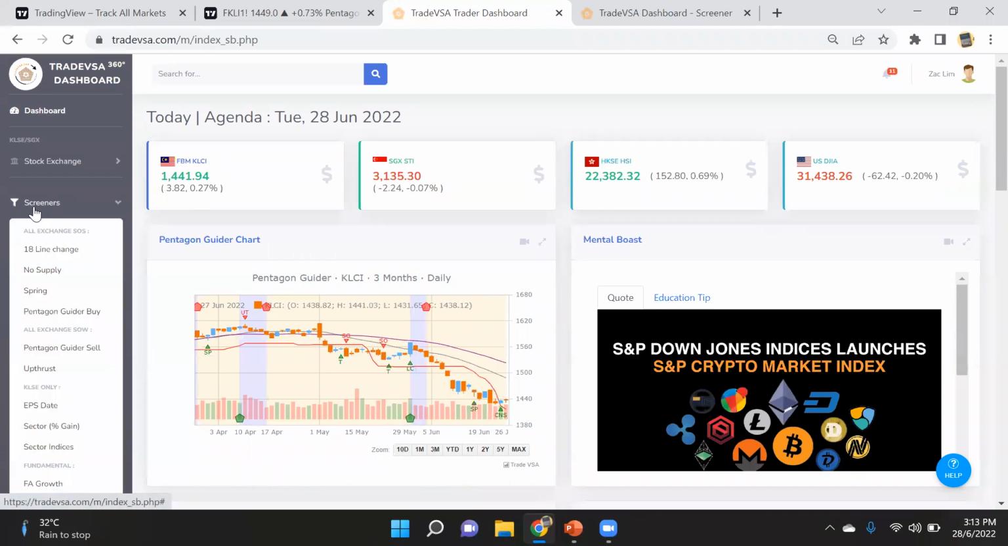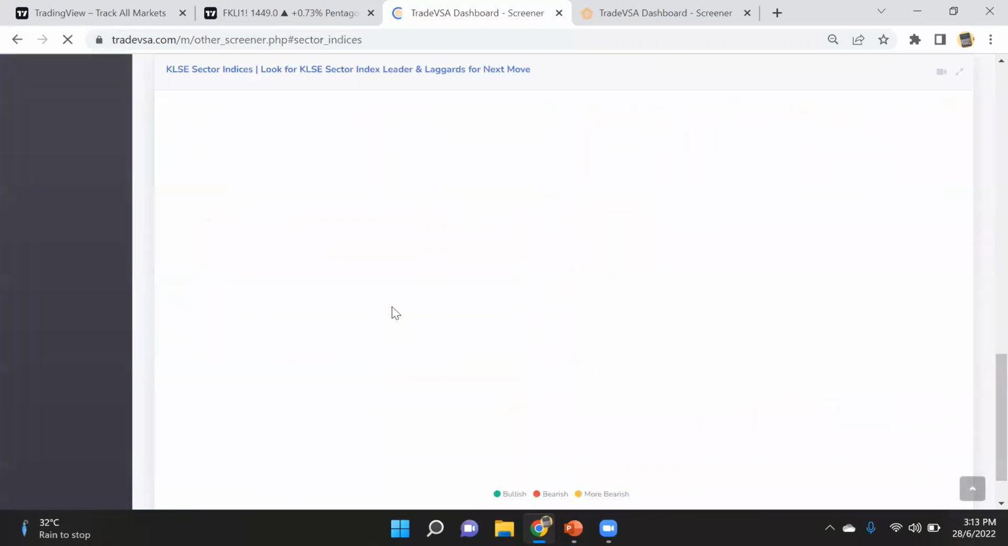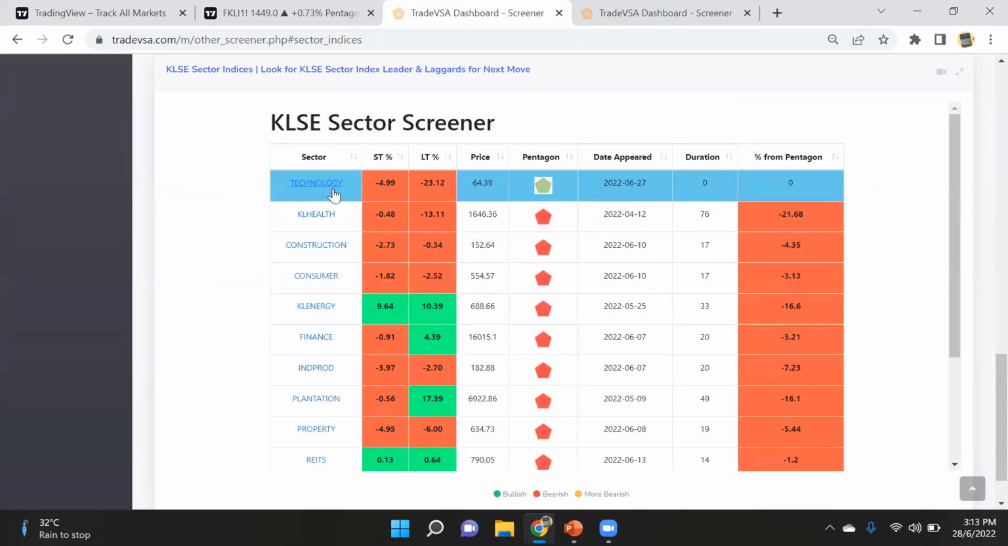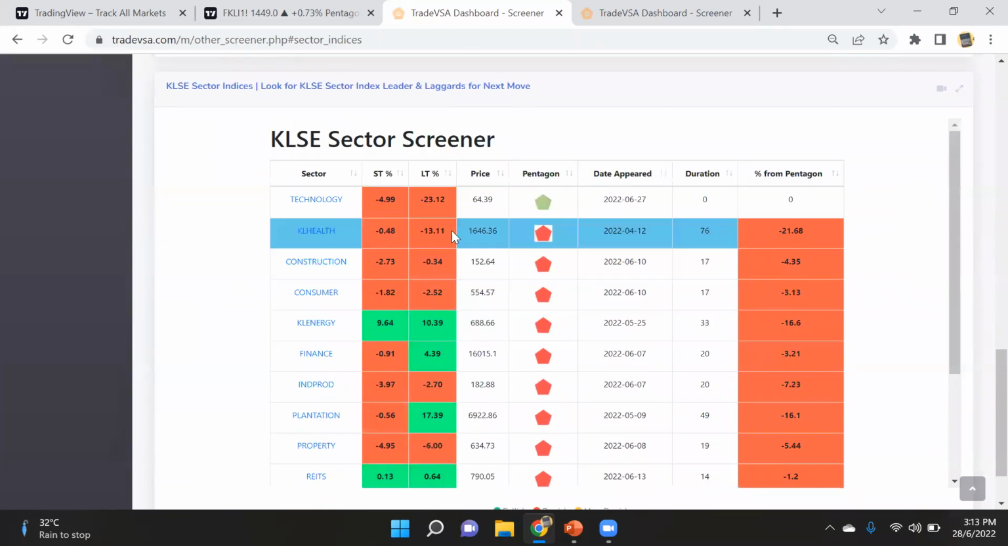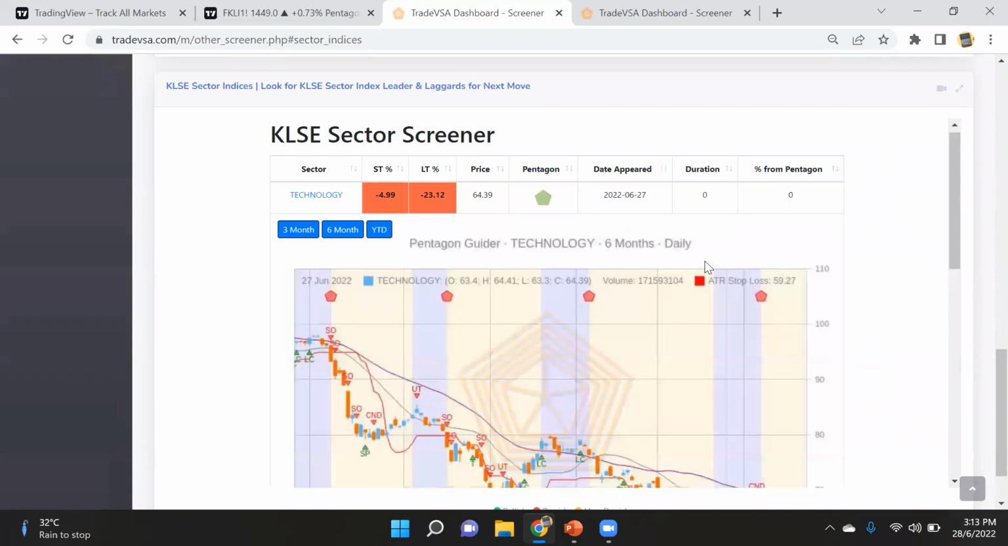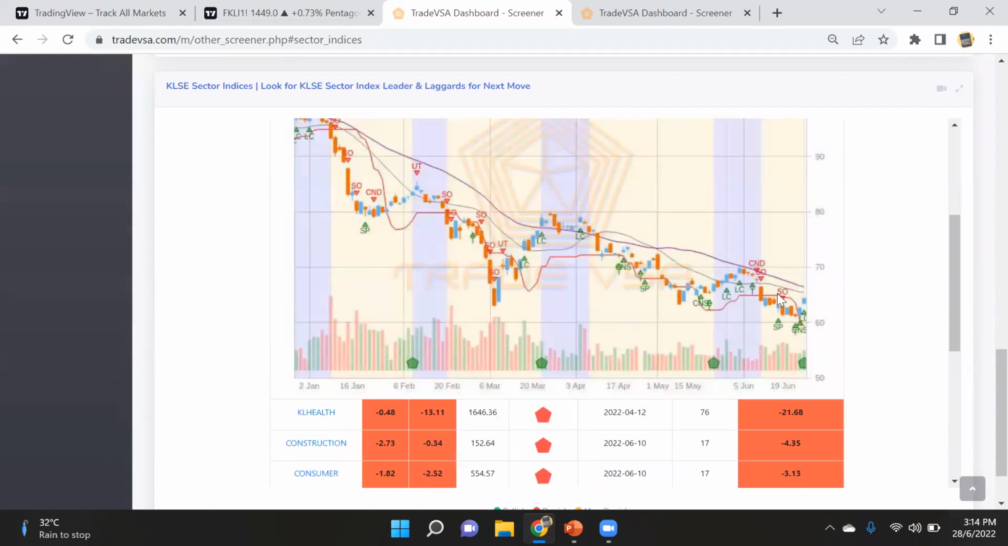Now let's go to the sector indices again. So far, I think closing yesterday, technology looks like it turned to green pentagons. So far I only got one, which is technology, just turned yesterday. Click on the chart here. Overall still in downtrend. You can notice there's a very clear downtrend, right?